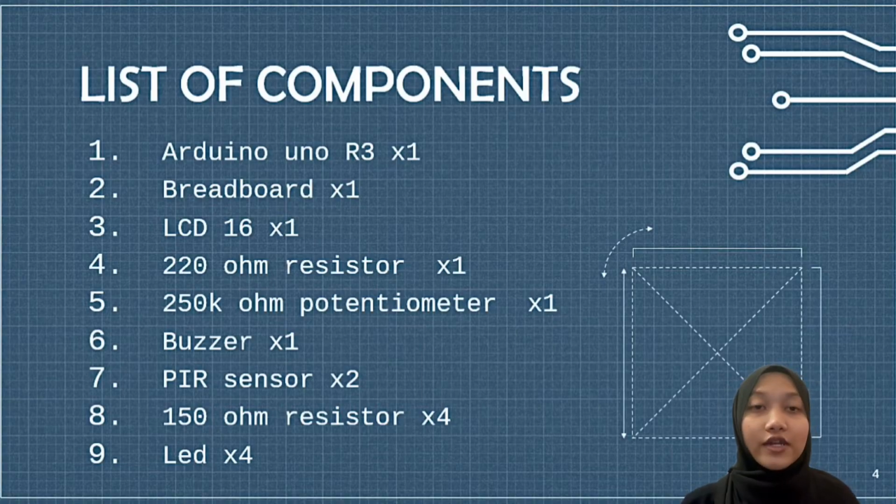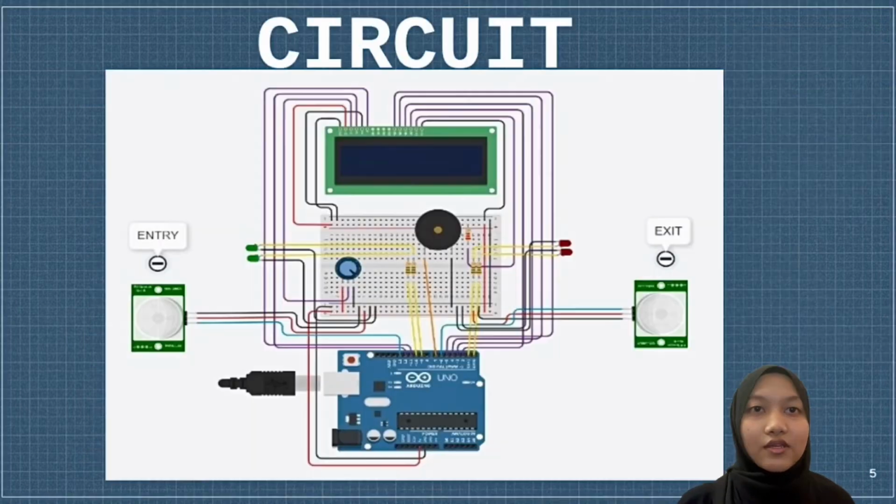For the list of the components, we have 1 unit of Arduino Uno, 1 unit of breadboard, 1 unit of LCD 16, 1 unit of 220 ohm resistor, 1 unit of 250 kilo ohm potentiometer, 1 unit of buzzer, 2 units of PIR sensor, 4 units of 150 ohm resistor, and last but not least, 4 units of LED. So next, this is the circuit, how we combine the components.